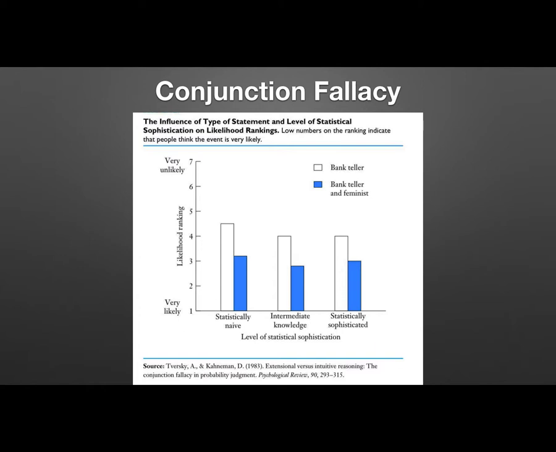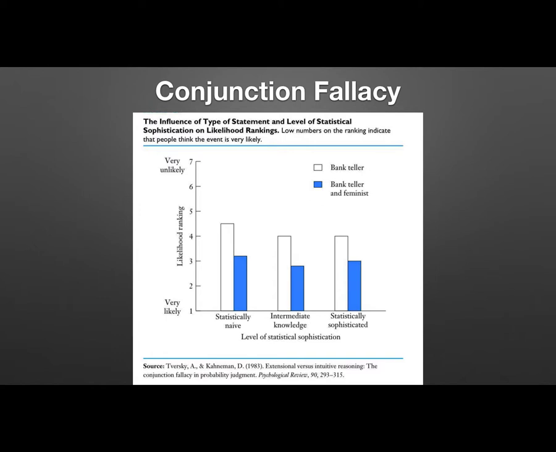And so this is the likelihood that people thought that Linda was a bank teller, and lower is a higher likelihood. What we see is that blue is the likelihood of her being a bank teller and a feminist. We see across all groups, people thought it was more likely that she was both a bank teller and a feminist than just a bank teller. It's not possible.